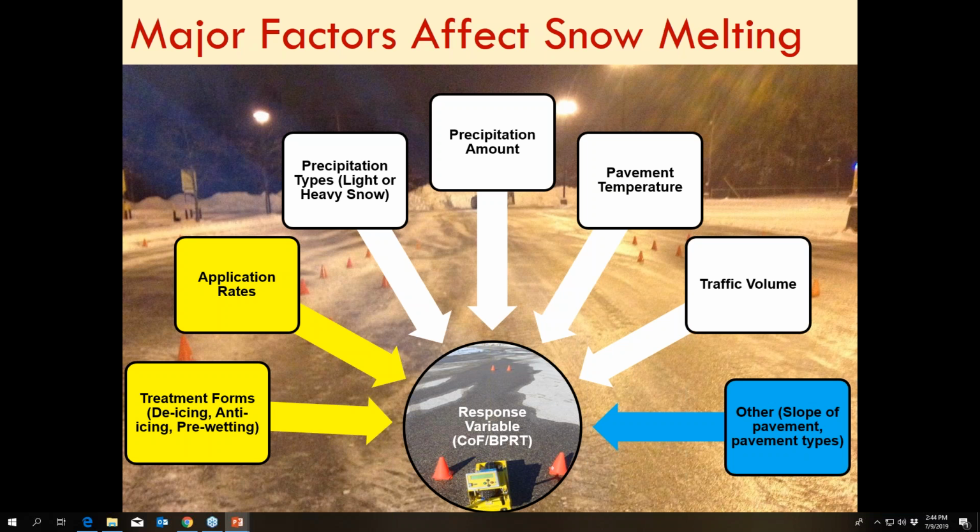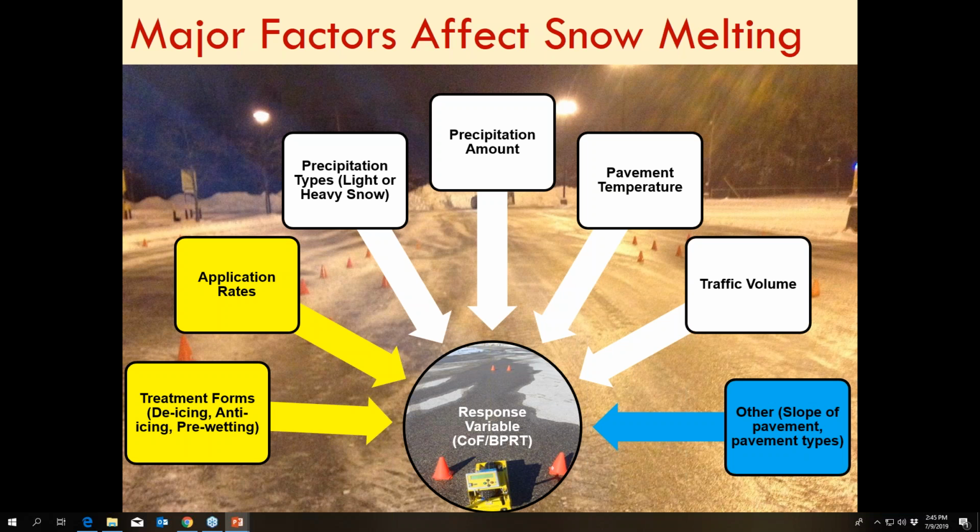Based on this performance, we tried to understand what factors affect this performance variable, and we found the treatment form for sure affects the performance. Whether it is de-icing or anti-icing, the performance can vary significantly. Also, pre-wetting, if you apply pre-wetted salt, affects the performance. The application rate has a huge impact on the performance.